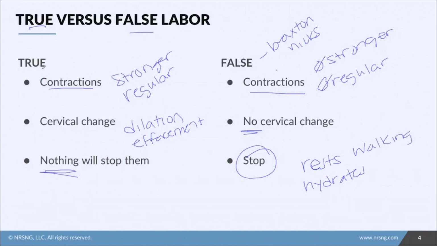So walking with true labor is going to make those contractions stronger, and they're going to get closer together and be even more regular. So if a patient with false labor walks, that will not occur.